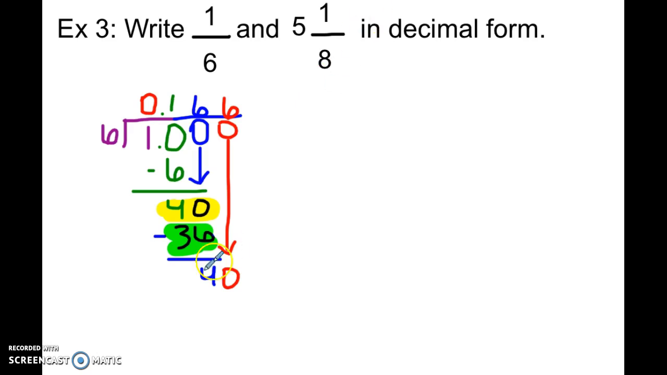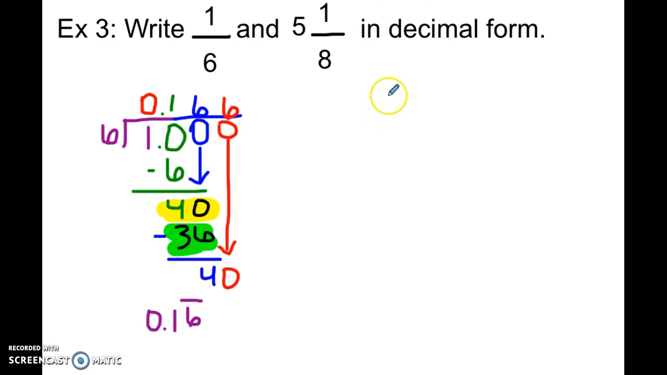So we would write that as 0.16 with just the line over the 6, since only the 6 is repeating. If I put it over the 1, that would mean it was 0.16161616, but we don't have that. We just have 0.1 with just the 6 repeating.